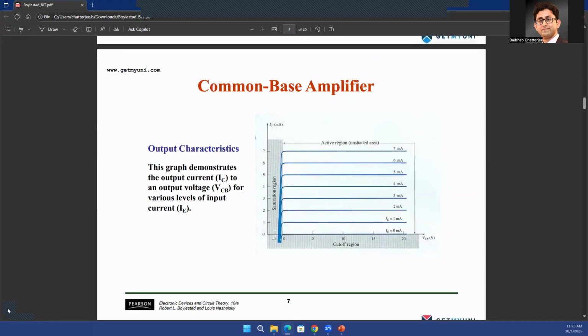Now, in this particular plot, you see that there are three regions. One is called the cutoff region, one is the active region, and one is called the saturation region.